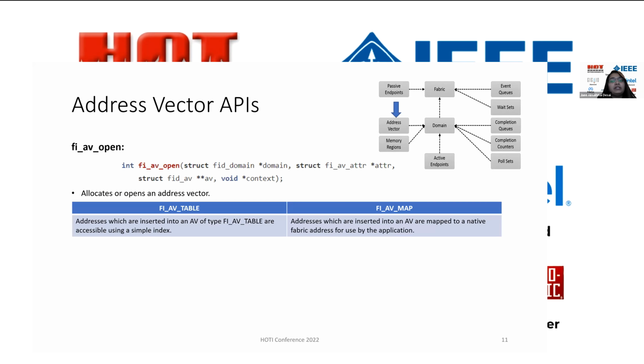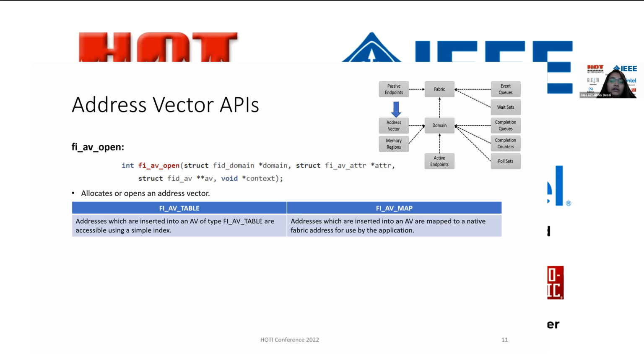Okay, so a primary goal of address vectors is to allow applications to communicate with multiple peers while minimizing the amount of data needed to store peer addressing information. Conceptually, an address vector converts an endpoint address into a fabric interface address. And address vectors are associated with domains, as can be seen in the figure. There are two types of address vectors. The type specifies how an application views data stored in the address vector, including how it can be processed or accessed. So the two types of address vectors are map and table.